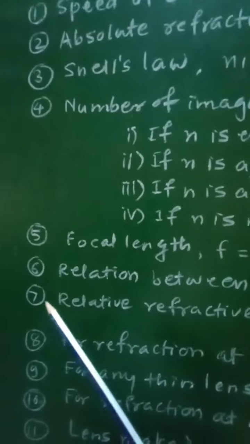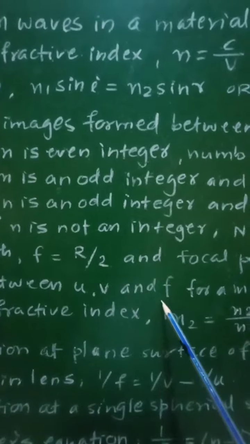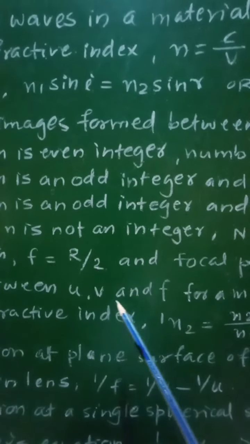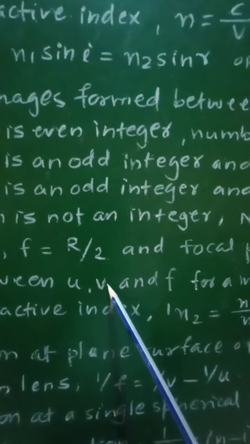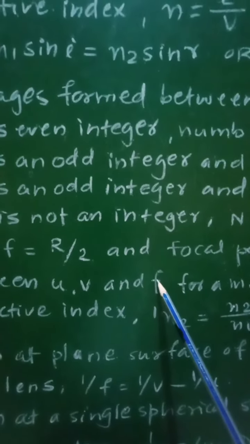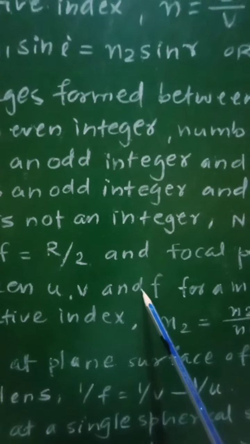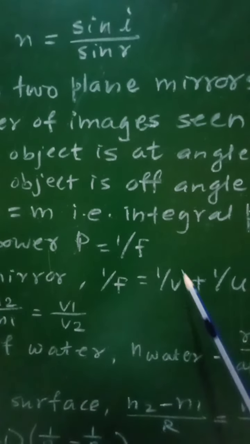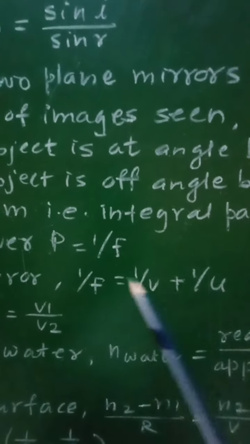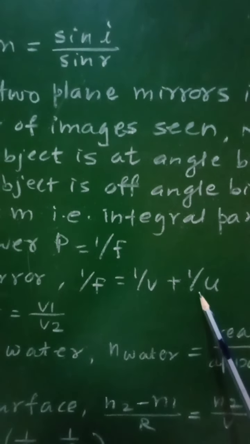The next relation, the sixth, is the relation between u, v and f for a mirror, where u is the object distance, v is the image distance, and f is the focal length. For any mirror, the relation between these three is given as 1 by f is equal to 1 by v plus 1 by u.